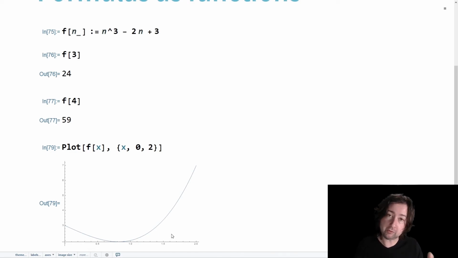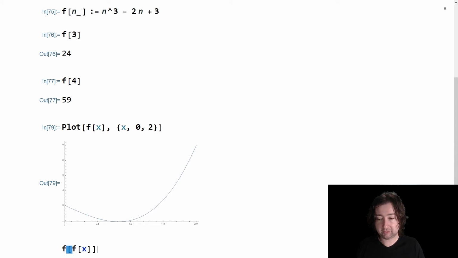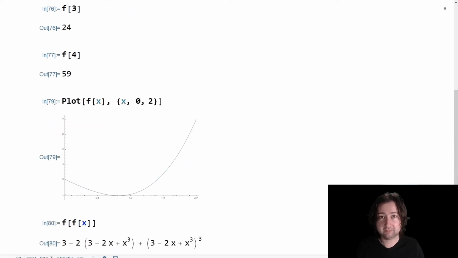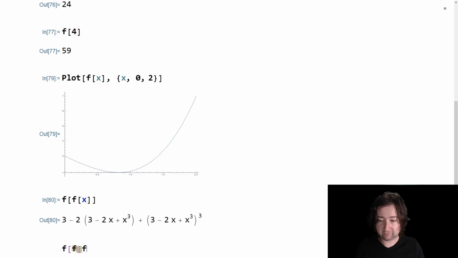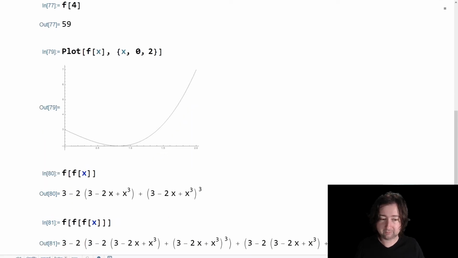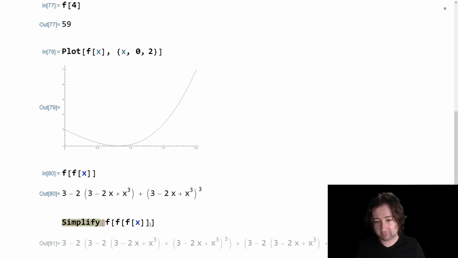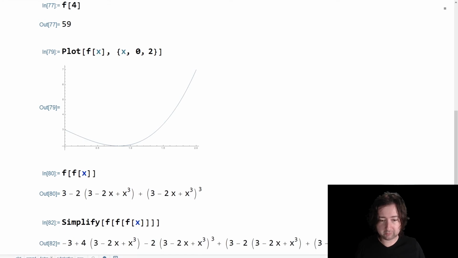Now, a powerful thing that you can do once you have functions defined is you can feed a function into itself. So composition of functions is dead easy, right? Just f of f, f of f of f. They'll happily keep doing that. And yeah, that's kind of ugly. So if you want, you could simplify it. And it would probably multiply it out and combine like terms. Maybe not.